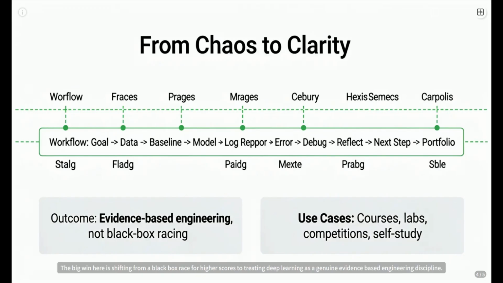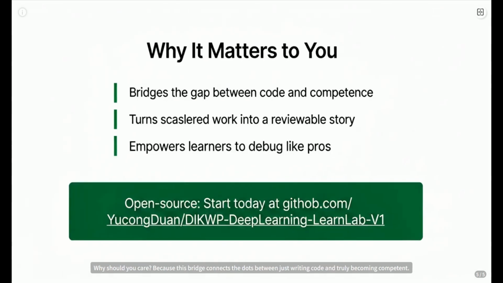The big win here is shifting from a black box race for higher scores to treating deep learning as a genuine evidence-based engineering discipline. Whether you're in a course, a lab, competing, or just studying alone, this helps you build real competence. Why should you care? Because this bridge connects the dots between just writing code and truly becoming competent. It transforms your potentially chaotic learning process into a clear, understandable story. You gain the power to debug like a pro, turning mistakes into valuable lessons.